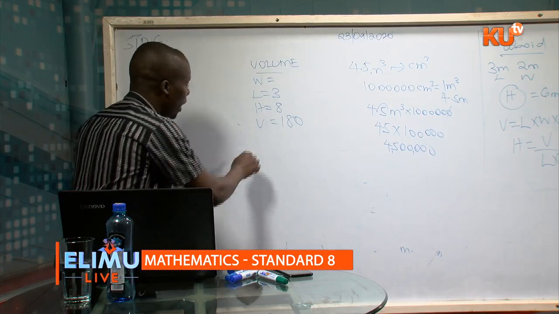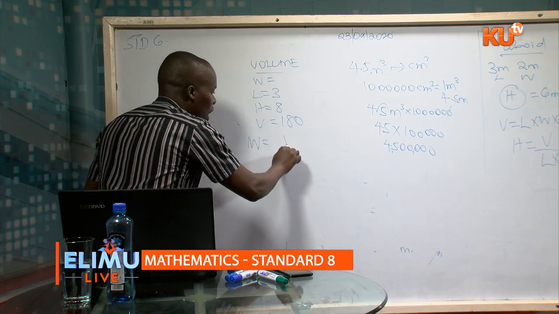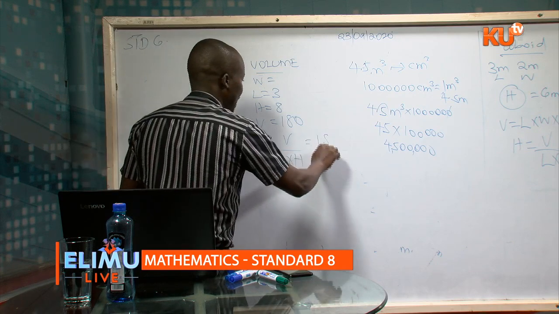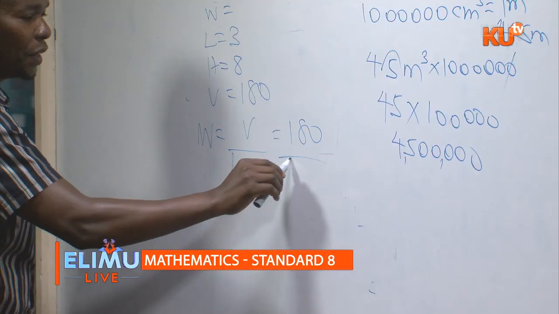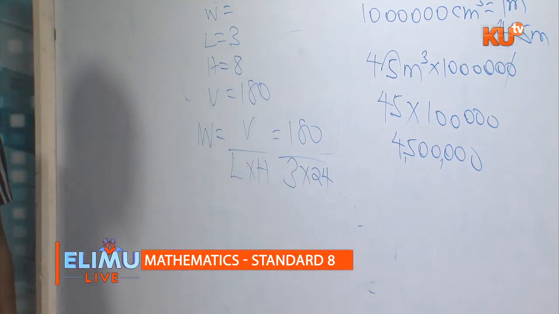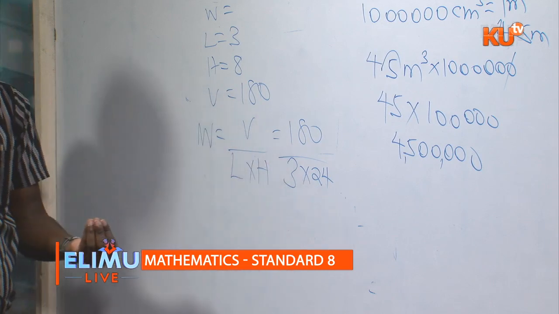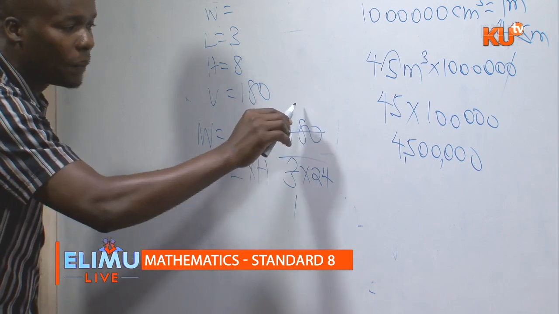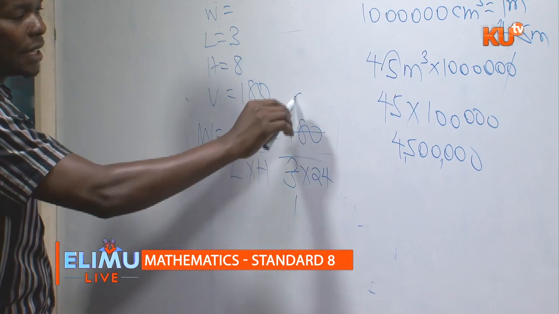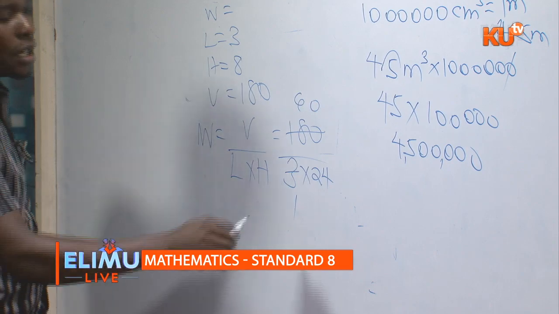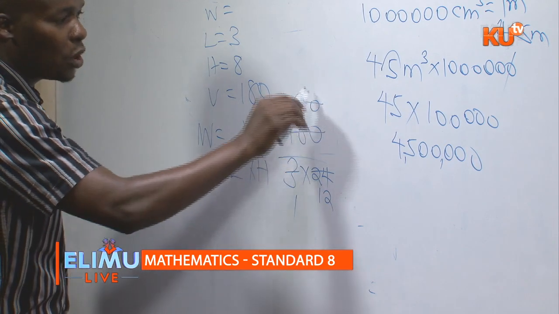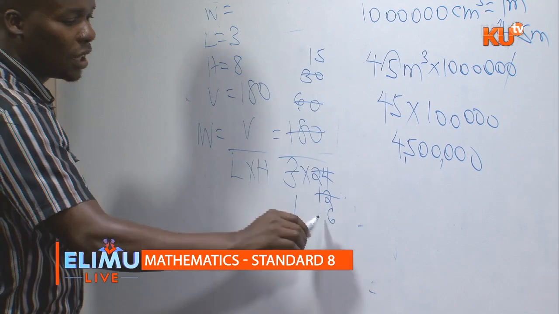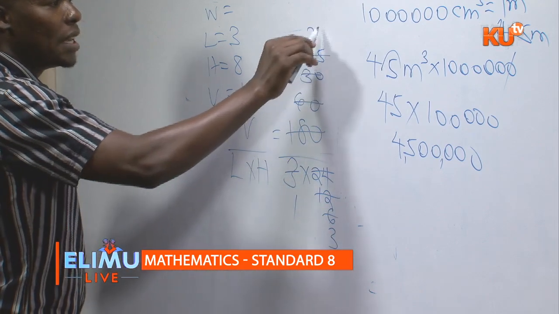Width. So to get width, we say it is volume over length times height. Volume is 180 over 3 times 8, that is 24, right? We can cancel all of them or multiply and then divide. So here, 3 will go here once, 3 will go here into 180, 60, right? And then 2 will go here, 12, 2 goes here, 30, 2 go here, 6, 2 go here, 15, 2 go here, 3, 2 go here, 7.5.